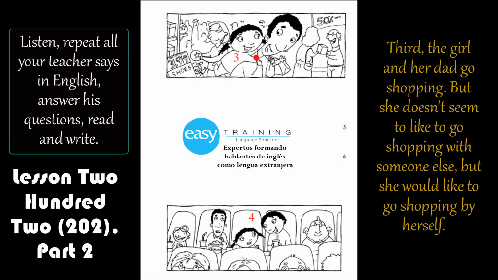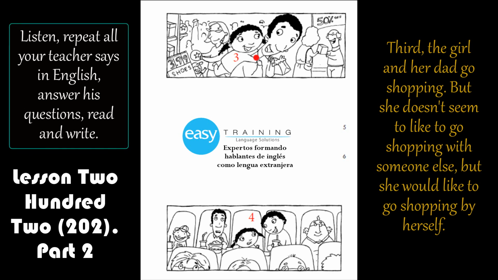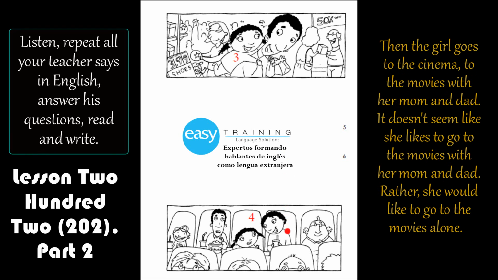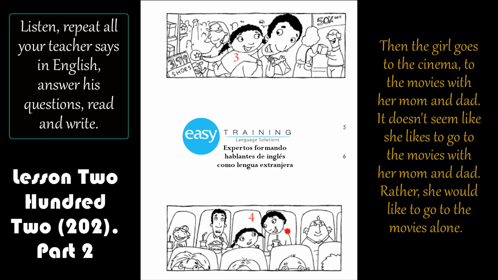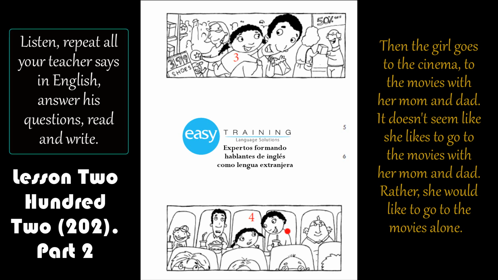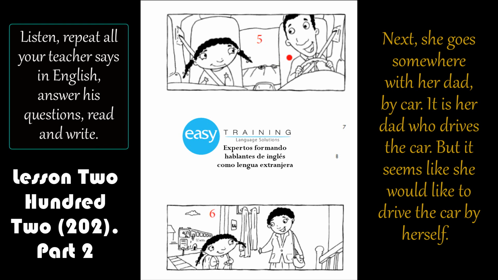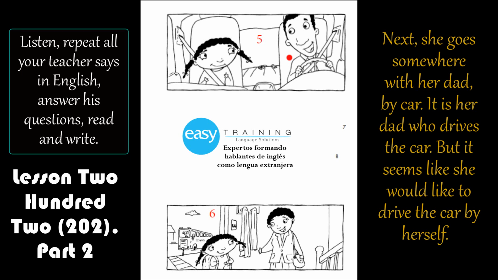Third, the girl and her dad go shopping. But she doesn't seem to like to go shopping with someone else. But she would like to go shopping by herself. Then the girl goes to the cinema, to the movies with her mom and dad. It doesn't seem like she wants to go to the movies with her mom and dad. Rather, she would like to go to the movies alone. Next, she goes somewhere with her dad, by car. It is her dad who drives the car. But it seems like she would like to drive the car by herself.